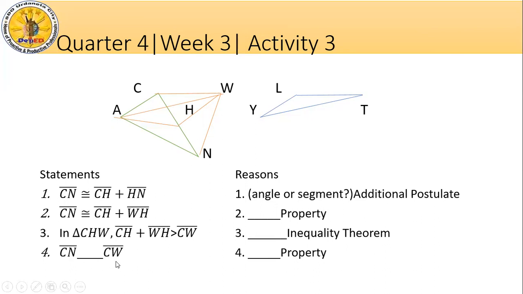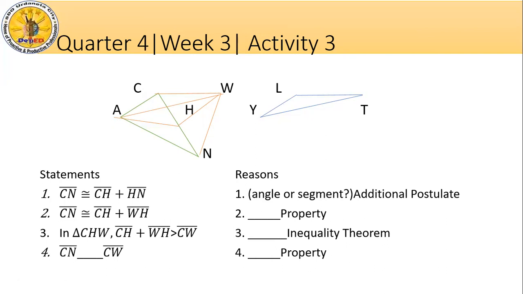CN is blank CW. Ano ngayon ang relation ni CN kay CW? Kasi sinabi nyo na kapag pinagsama yung sukat ni CH at WH, mas malaki kay CW. Therefore, si CN, anong relation niya kay CW? O alalahanin nyo, ito kanina, katumbas niya si CN. So, anong property of equality na naman yan? Pinalitan lang, instead na CH plus WH, ginawang CN. So, ang ilalagay dito, greater than ba siya or less than?